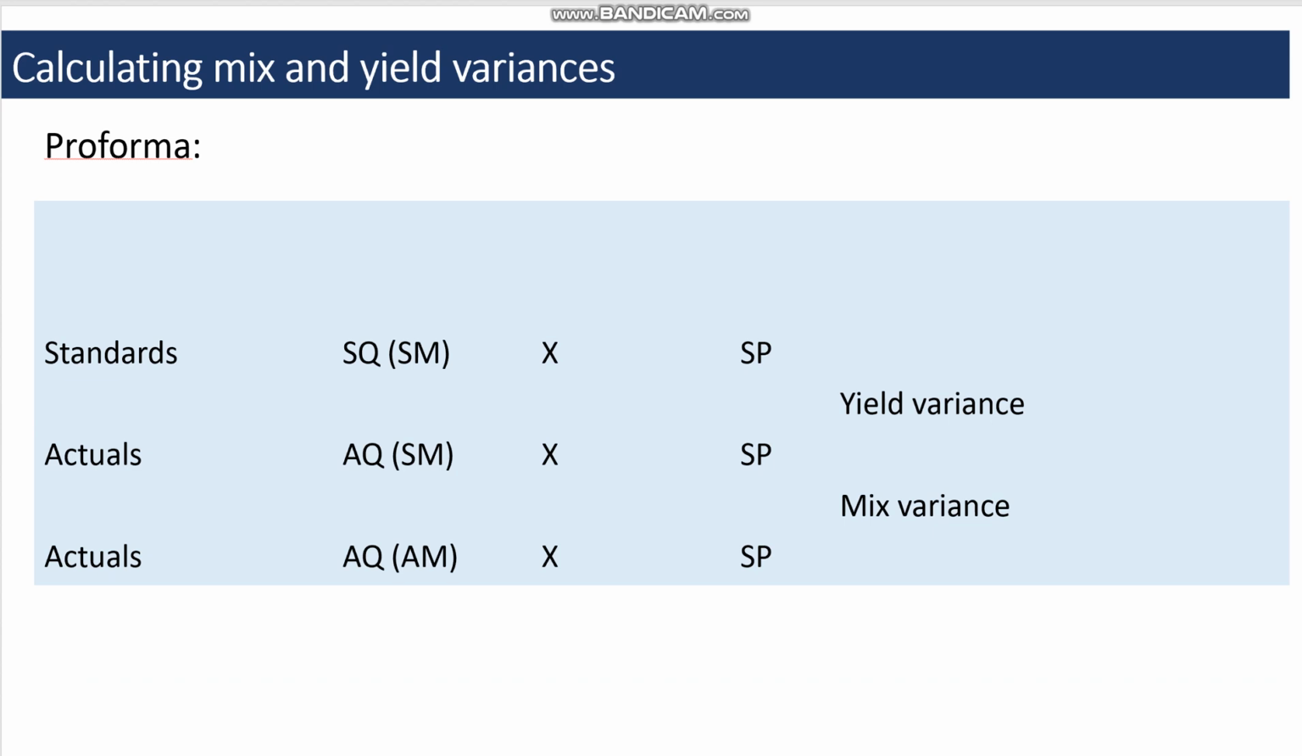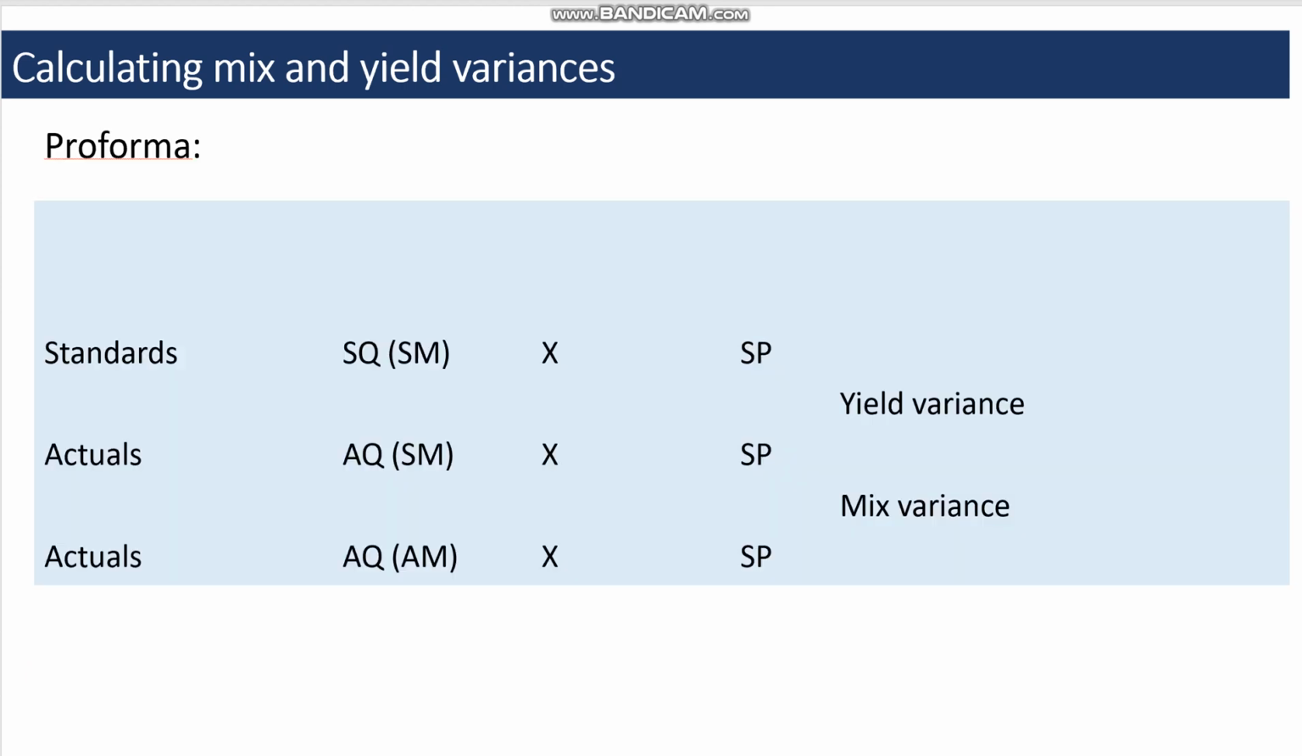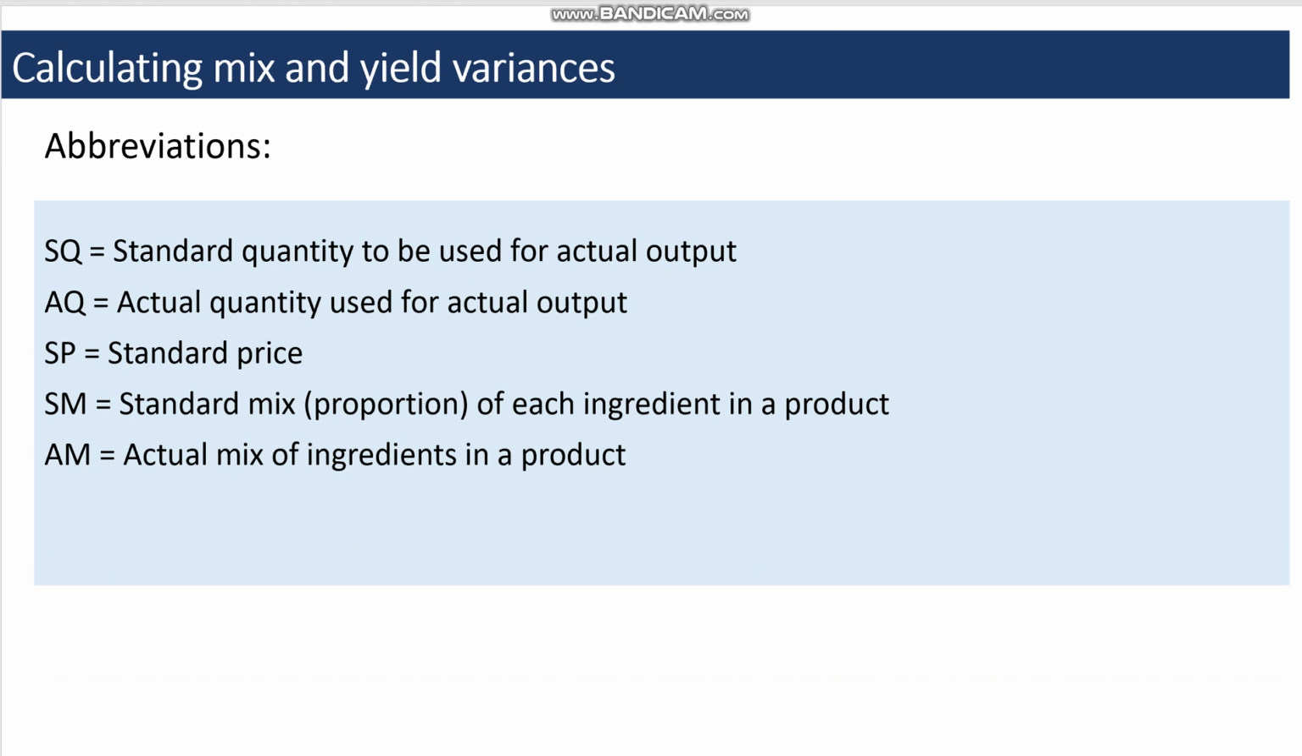Then actual quantity times actual mix. So actual quantity, actual mix is nothing but the actual quantity actually mixed. So here from the question, 250 liters of A and 300 liters of B will be used as AQAM, actual quantity, actual mix. These abbreviations I explained already, but just for your comfort, I have put them on one page so that you can refer to them later on as a revision.